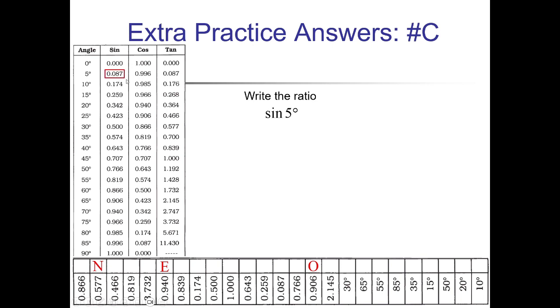So 0.087. Let me find that. That's right there. So that's getting a C. For this one, we have our second problem, O. So some of these letters get duplicated many times. Cosine of 60 this time. So there's 60. In the cosine column, that comes out to 0.500, which is the actual exact value 0.5, but they're just taking it out to 3 decimals. So that's right here, and we're putting an O there.